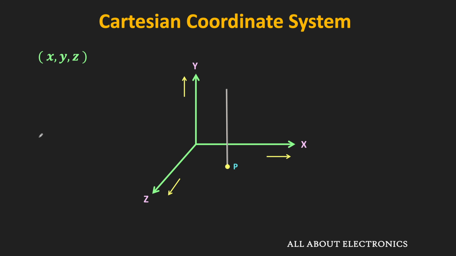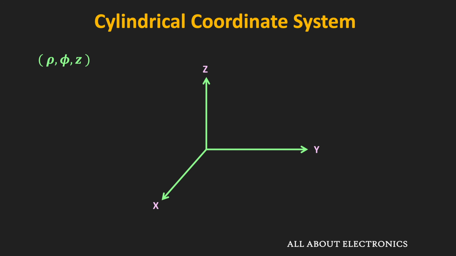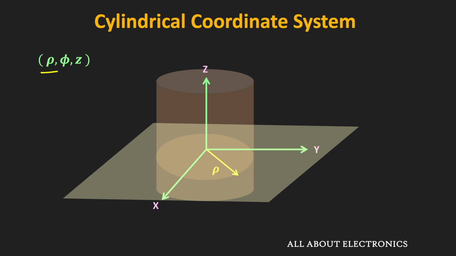We know that in the Cartesian coordinate system, we have the three coordinates x, y and z. Similarly, in the cylindrical coordinate system, we have rho, phi and z. To understand what this rho is, just imagine a cylinder that is centered around the z-axis. So this rho represents the radius of this cylinder.